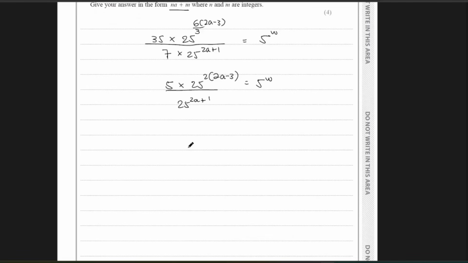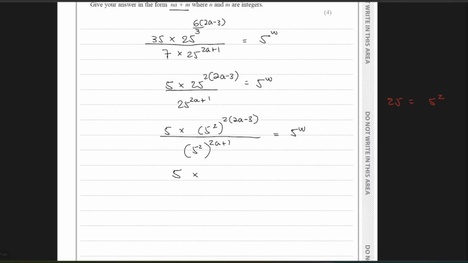We can do one more thing. We can try and make all the bases the same. So right now, the bases are 5 and 25. We can convert 25 to 5. Since 25 can be written as 5 squared, we can say 5 times bracket 5 squared to the power 2 times 2a minus 3 divided by bracket 5 squared to the power 2a plus 1 is equal to 5 to the power w. We can get rid of the bracket.